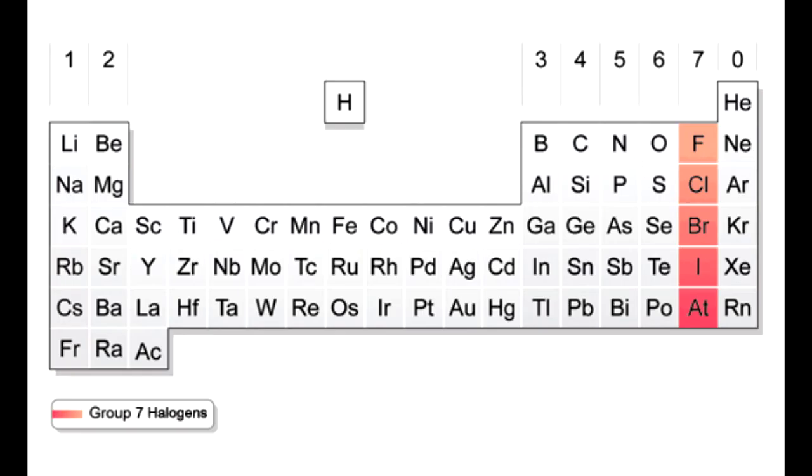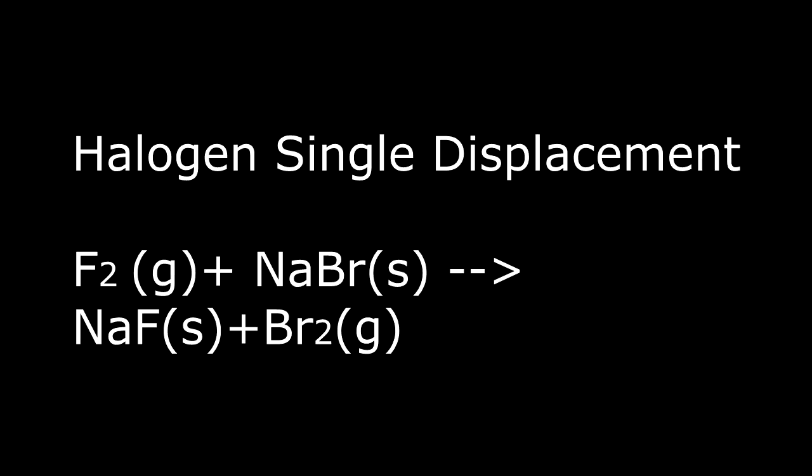Some of you might be wondering why halogens have their own category. Well, the reactivity of halogens decreases as you go down the periodic table, unlike any other group. This is an example of a single displacement reaction containing halogens. In this reaction, fluorine gas replaces bromine.